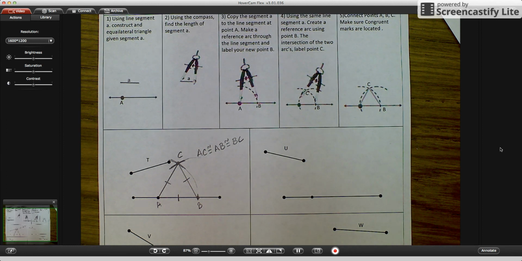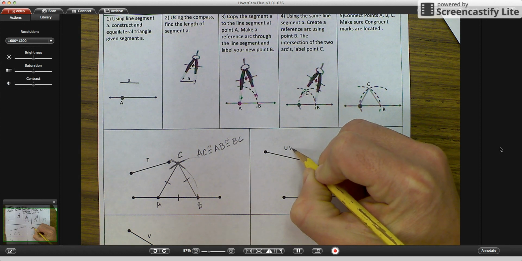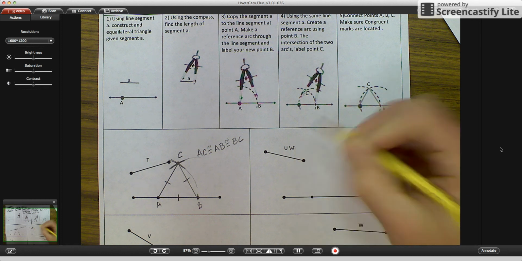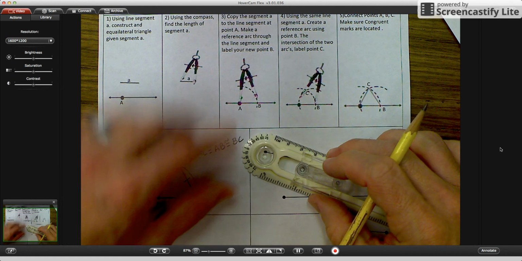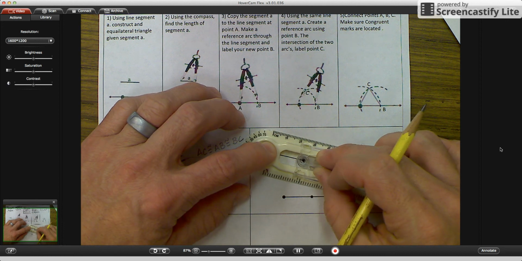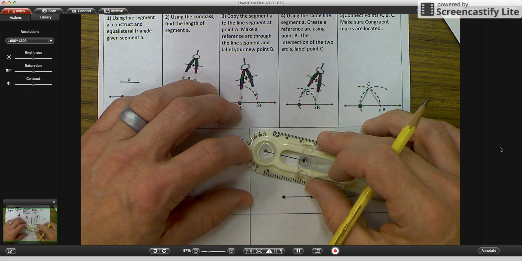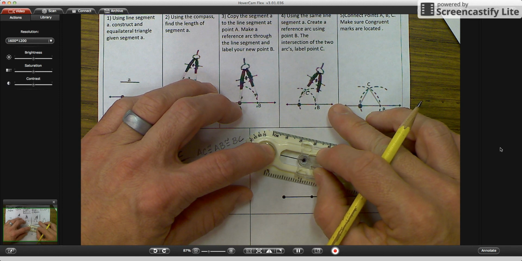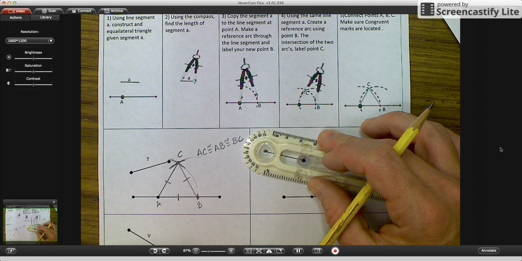Then let's try the next one. We have a line segment over here. I'm going to change this. I'm going to make this line segment UW because line segments typically have 2 letters, 2 endpoints. So we're going to measure line segment UW right here. And there's our measurement as we did with the protractor. Boom, one endpoint, there's the other endpoint.